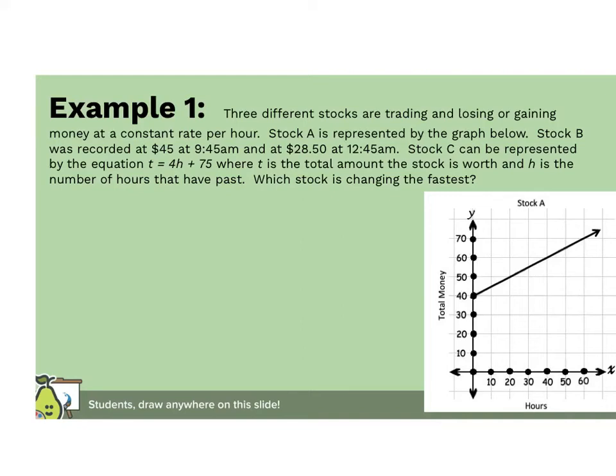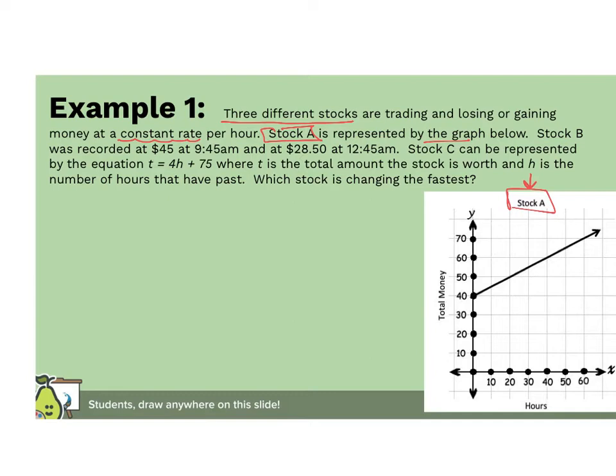Okay, example 1, we've got ourselves a word problem here. So we're going to read and annotate. It's a lot of information. So it says 3 different stocks are losing and gaining money at a constant rate. Stock A is represented by the graph. Okay, so here we have stock A right here.